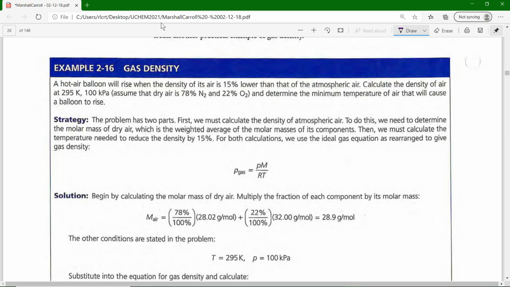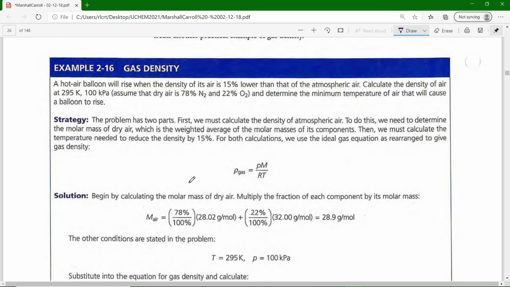I guess we can do it. And then it says do 2.47 after. Okay, fine. So a hot air balloon will rise when the density of the air is at least 15% lower than that of atmospheric air. Calculate the density of air at 295 Kelvin and 100 kilopascals, assuming that dry air is 78% nitrogen, that was by volume, we'll find out, and 22% oxygen.